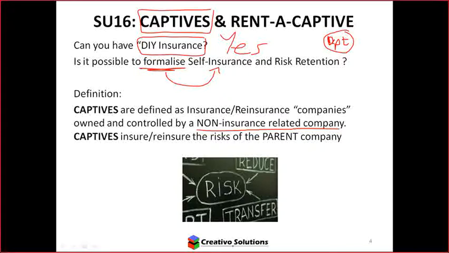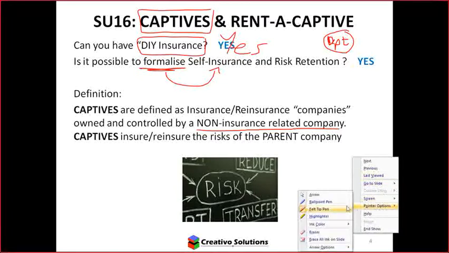If there's a fire in the factory, who do you go to? Do you go to the insurer? No, you go to your captive. You submit a claim to the captive. Do you think the claim is going to be paid out? Yes, it should be. Of course it is, because it's one and the same business. So it's a way to formalize self-insurance, to have insurance for the insured without the insurer. Does that make sense? Yes, it does. Great, so that's what a captive is.